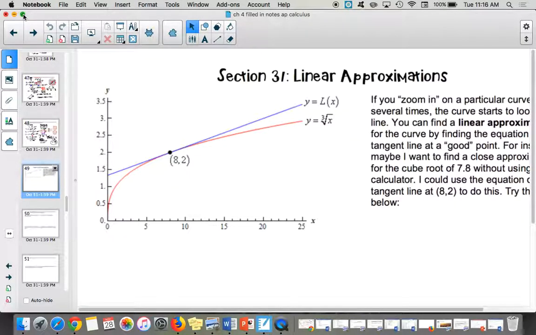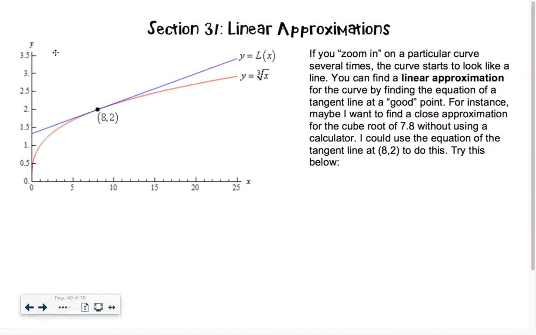Section 31 is on what we call linear approximations. There's a pretty complicated equation in most calculus textbooks. We're not going to learn the complicated equation. We're just going to use some logic skills here. We're going to talk about what we know, and think about why this is true.